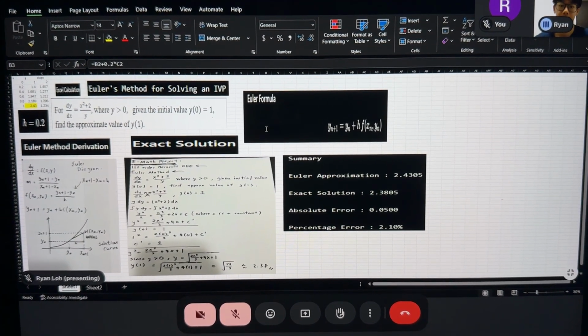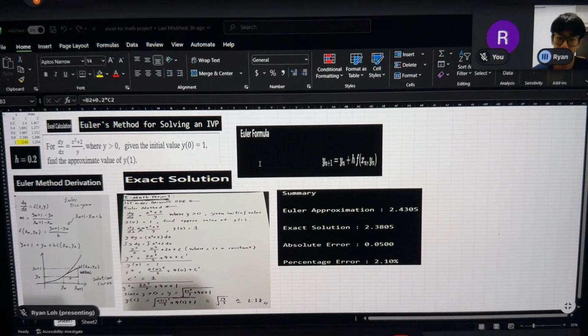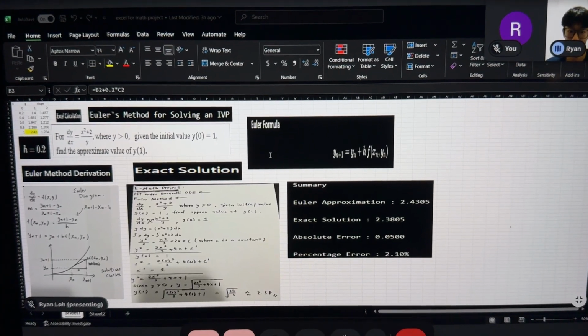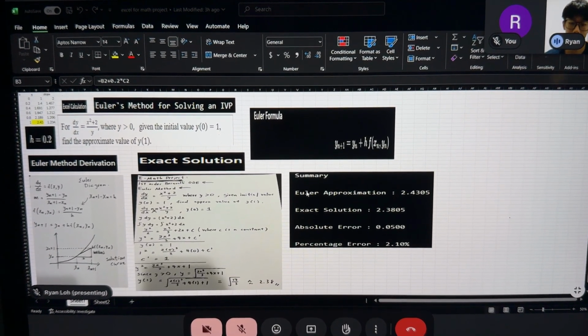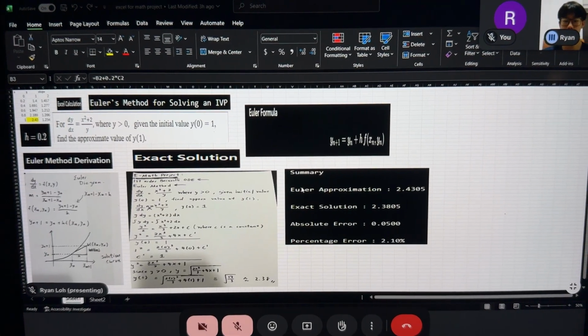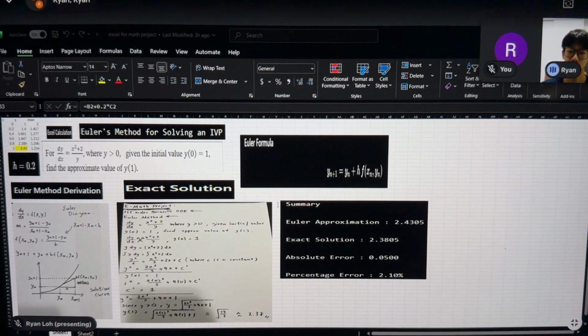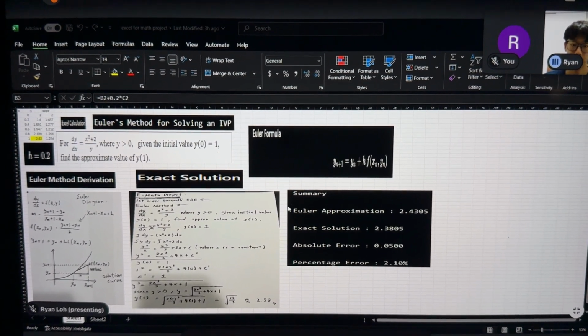So now I'll find the exact value of y1. To solve the differential equation exactly, I separate the variables by multiplying both sides by y, then I integrate both sides. After applying the initial condition y0 equals 1, I obtain the exact solution of y equals root of (2x cubed over 3 plus 4x plus 1). So substituting x equals 1, it will give us root of 17 over 3, which is approximately 2.3805.